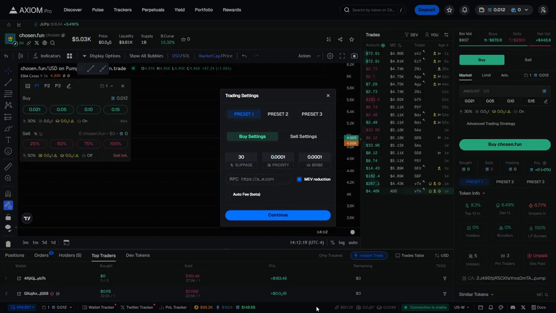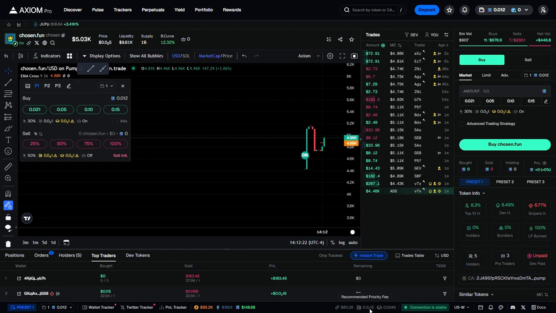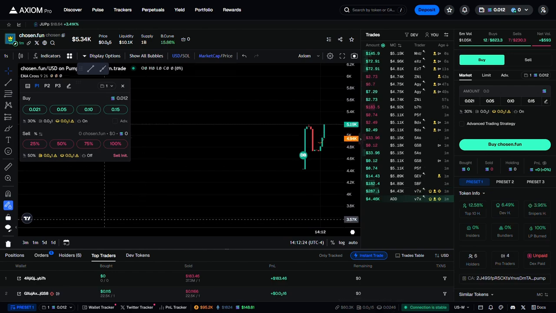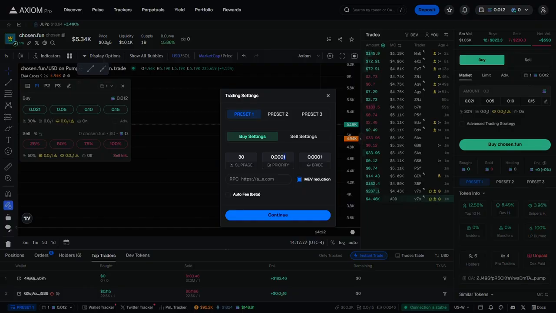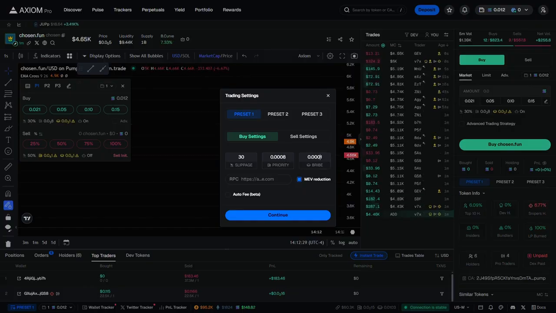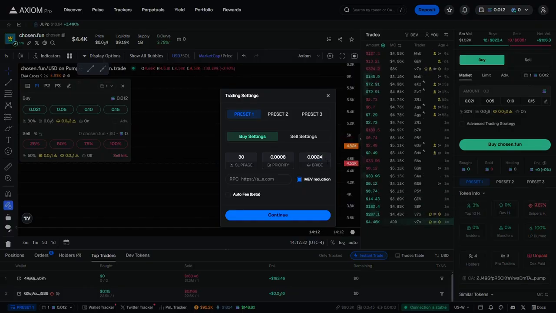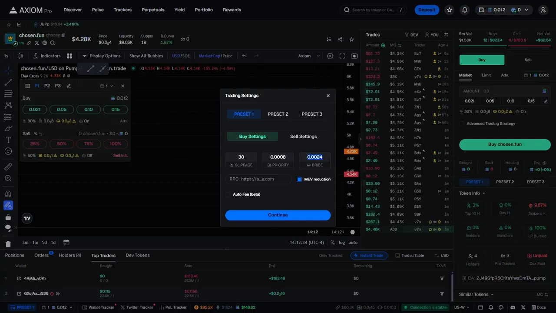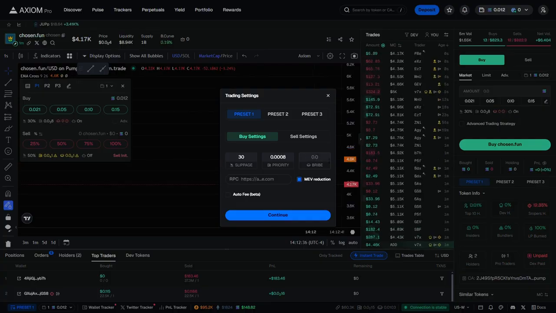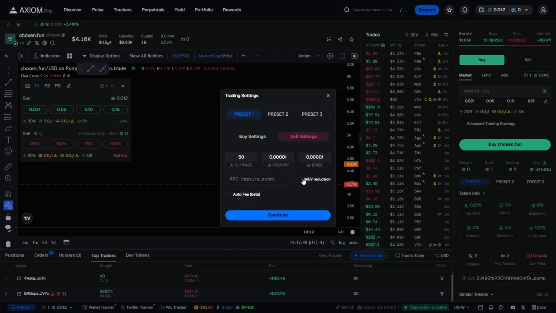And then put your priority and bribe fee to what they recommend or lower. So they recommend 3 zeros and an 8, and then 2 zeros and a 4. So if we go here, say 3 zeros and an 8, and 2 zeros and a 4, right? Now it's based on volume. But what I like to do is put 0.0001 for both, and my trades always get filled. And then you want to put MEV protection on buys, and on sells, not so important. On sells, I like to do 30% for slippage.